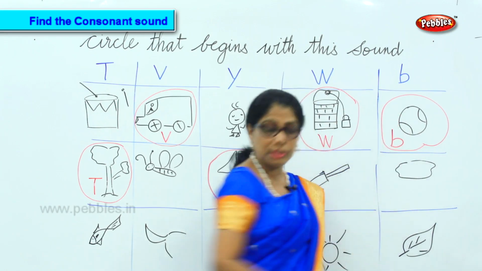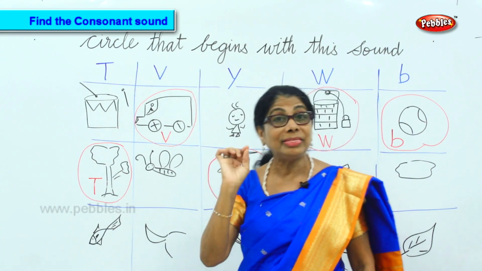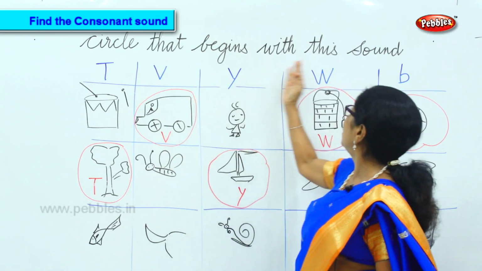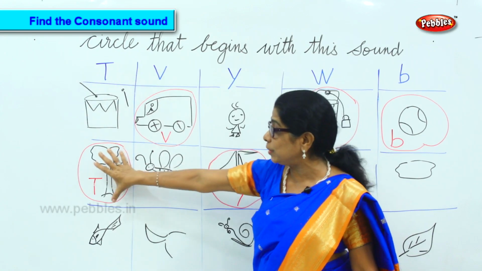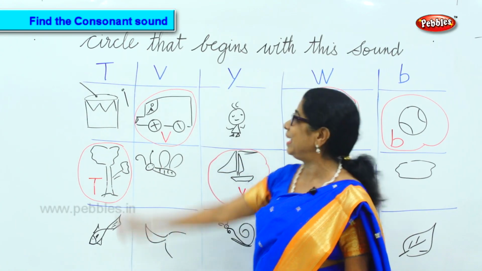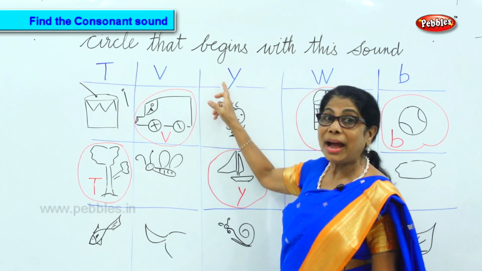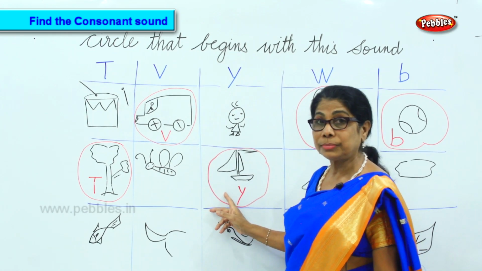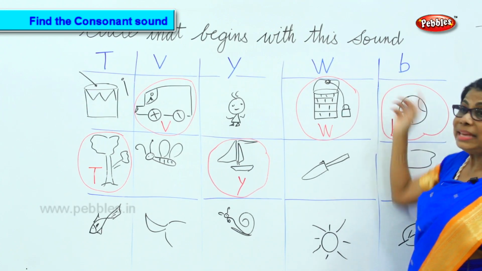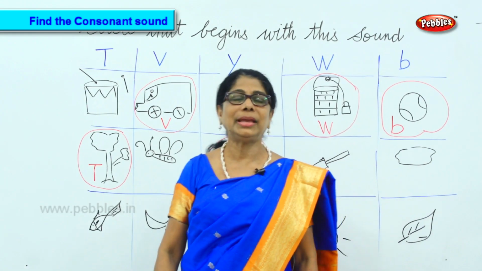Now that is very good. So we have gone through all the sounds. Circle the picture that begins with this sound. What is this sound? T. So we have circled tree, V, van, Y, yacht. And then we have W, well, and you have B, ball. Okay, that's very good.